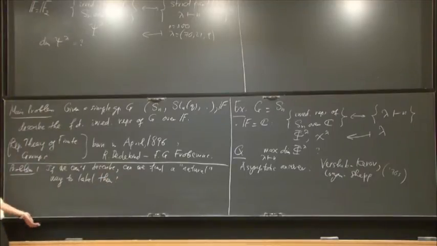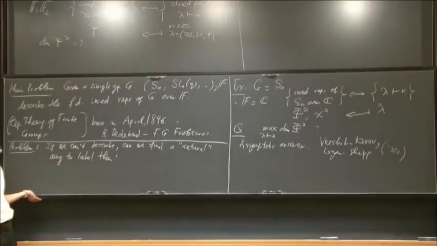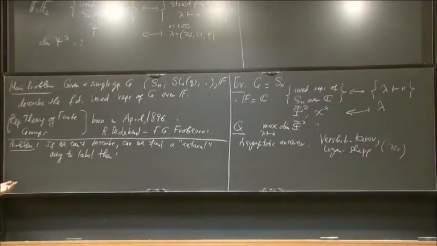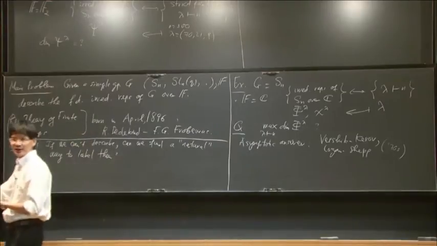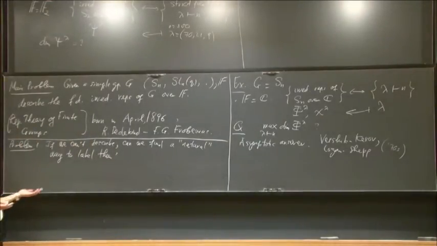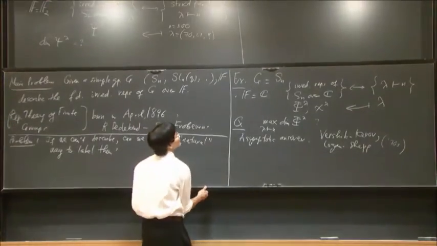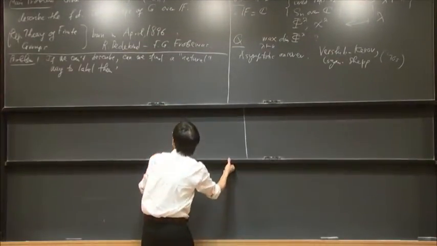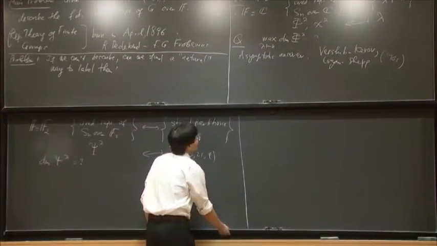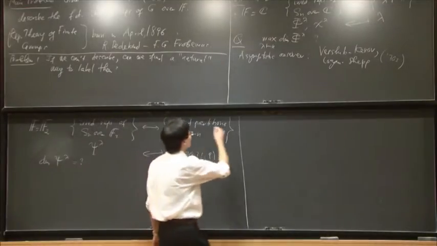But here's a question that you want to look at. For instance, if you look at the representation of a reductive group, then you know that you can label the modules using the highest weight. So you want to somehow develop some kind of weight theory for the finite groups. Okay, so this is the problem that I want to look at. And so now let me go back to this, and let me give you some technical definitions.